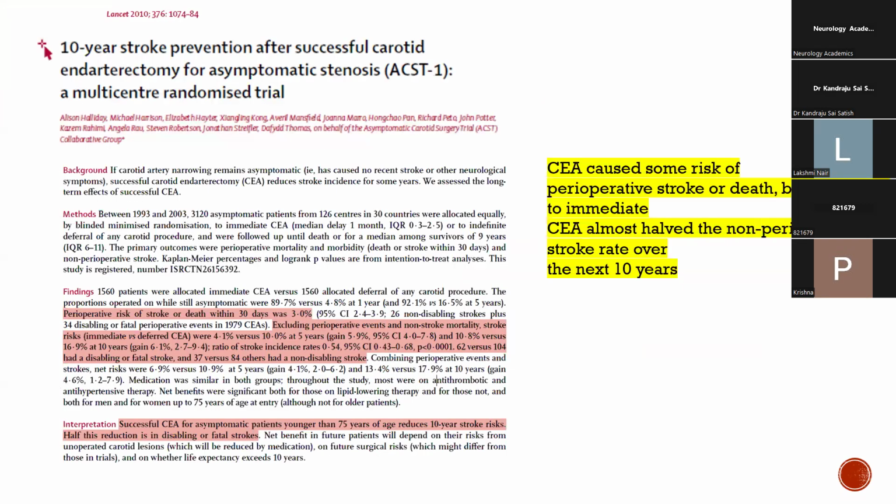So next came the ACST trial, which is the Asymptomatic Carotid Surgery Trial, carotid endarterectomy for asymptomatic stenosis. They recruited the patients from 1993 to 2003, and a total of 3,120 asymptomatic patients were allocated into two arms.